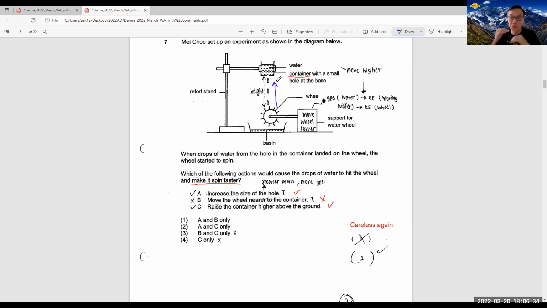By decreasing the drop height, this will reduce the amount of gravitational potential energy being stored in the water that is falling. So this is out.